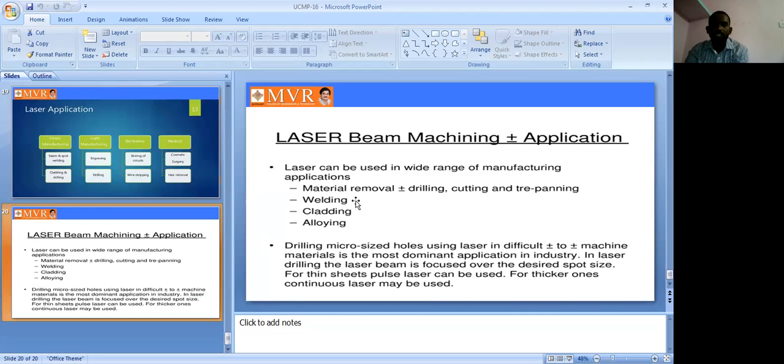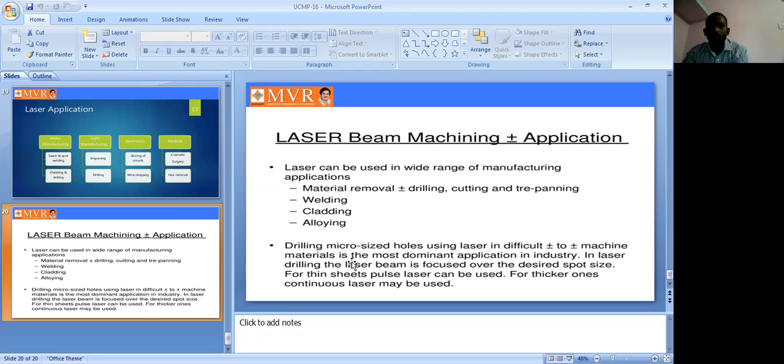Laser can be used in a wide range of manufacturing applications: metal removal, drilling, cutting and pre-shaping. So metal can be removed by drilling, cutting and pre-shaping processes. Next is welding. Next is cladding and alloying. These kinds of operations can be done with laser beam machining.